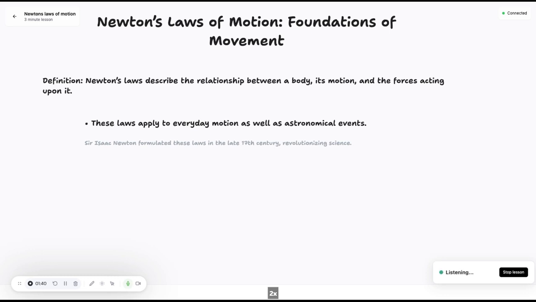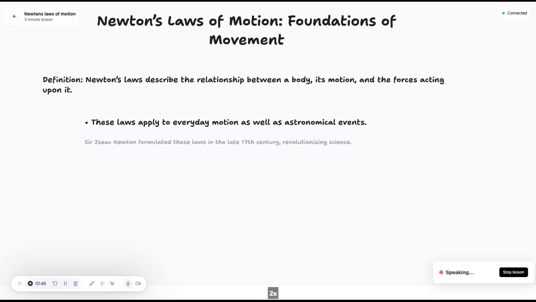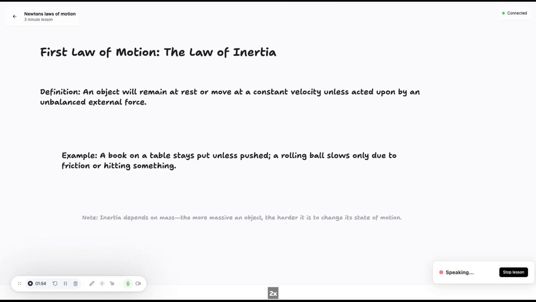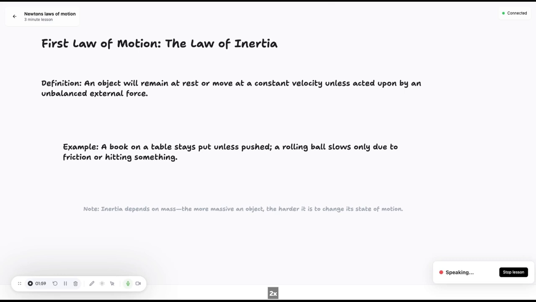No, it's all clear. Moving on to the first law, inertia. Newton's first law, also called the law of inertia, tells us that things don't just start or stop moving on their own. If something is at rest, it wants to stay at rest. If it's moving, it wants to keep moving at the same speed and in the same direction, unless something else, an external force, makes a change.